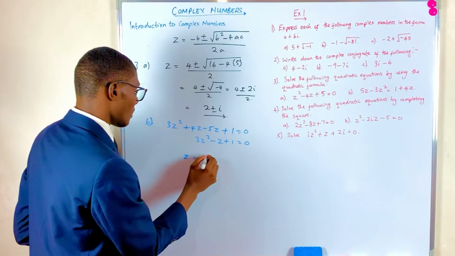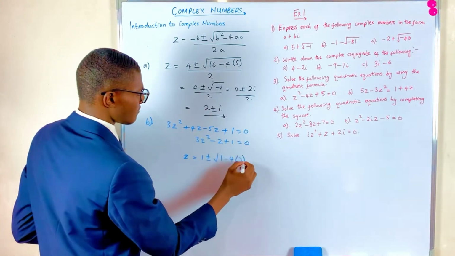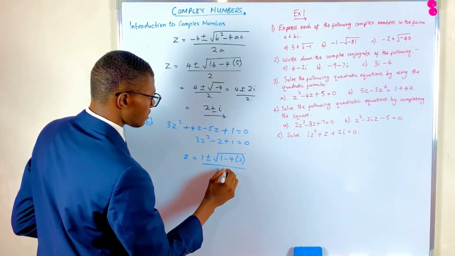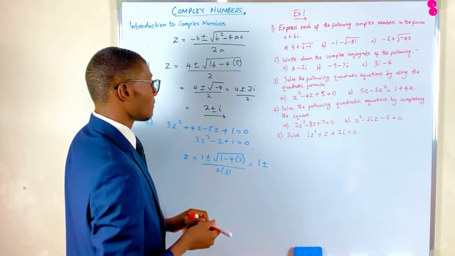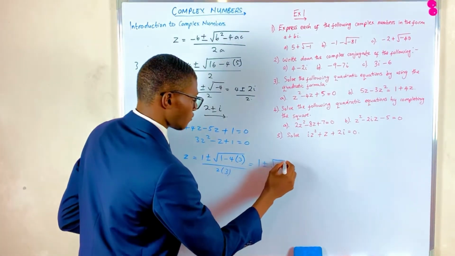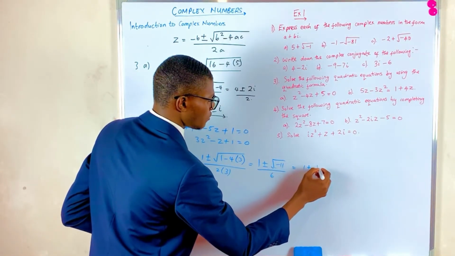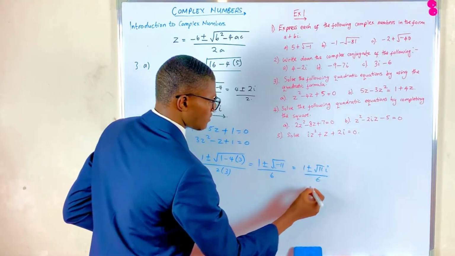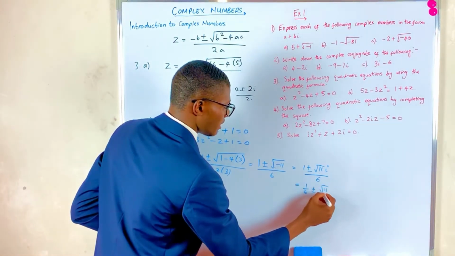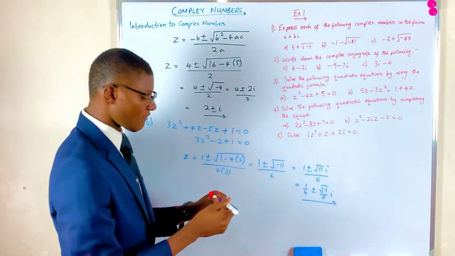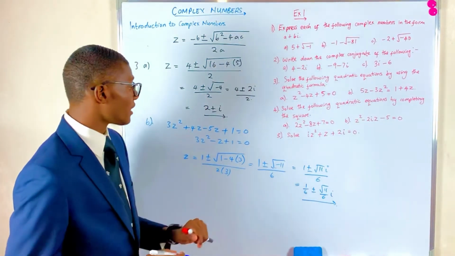minus b, that's minus 1, plus or minus the square root of minus 1 squared, that's 1, minus 4 times a, that's 3, times c, that's 1, right? Over 2 times 3, which is 1 plus or minus the square root of minus 12 plus 1, which is minus 11, over 6. That is 1 plus or minus root 11 i over 6, which means the answer is 1 over 6 plus or minus root 11 over 6 i. So we either have 1 over 6 plus root 11 over 6 i or 1 over 6 minus root 11 over 6 i. So this is for number 3.